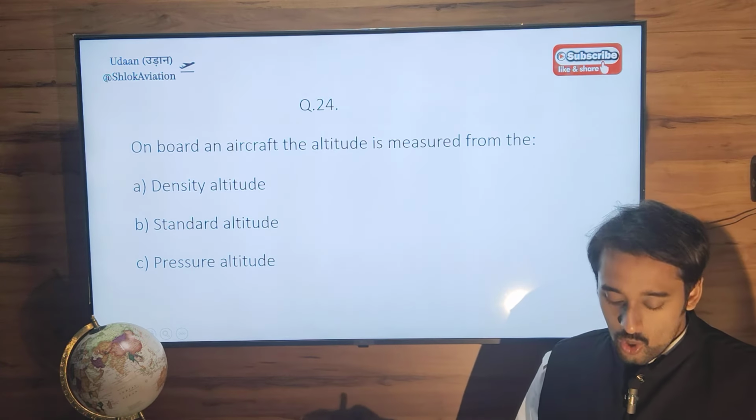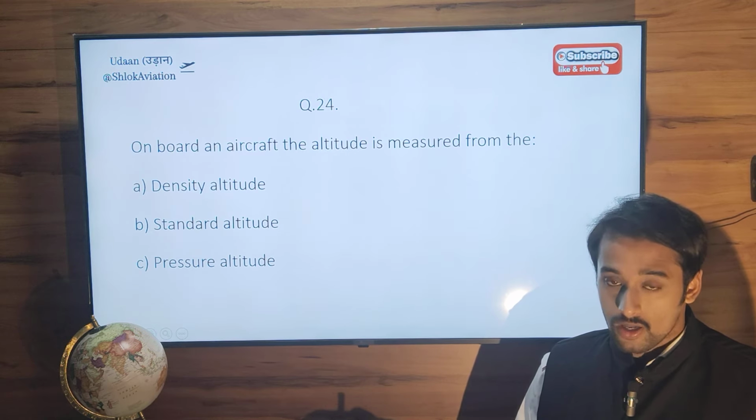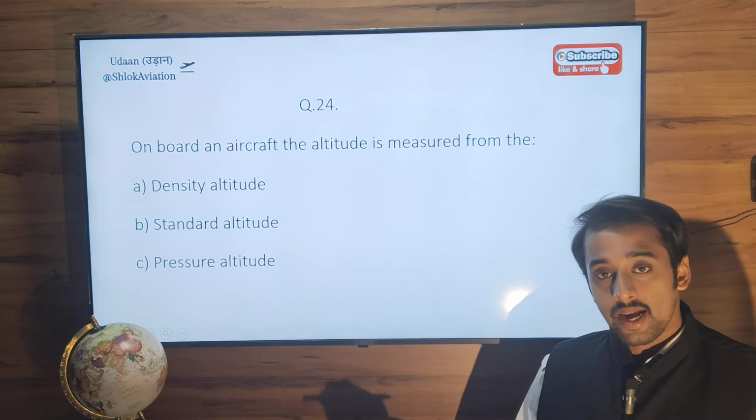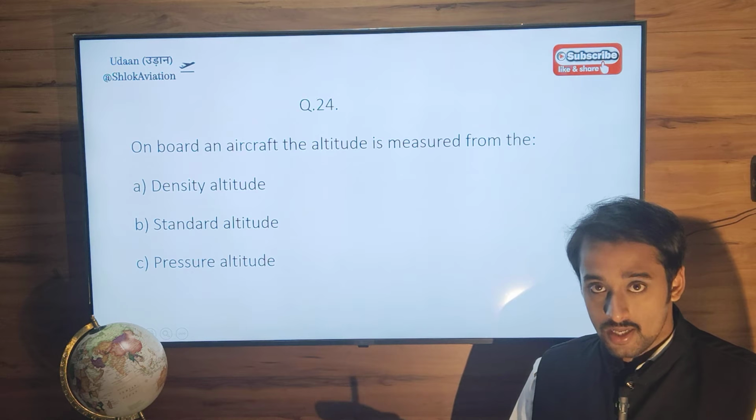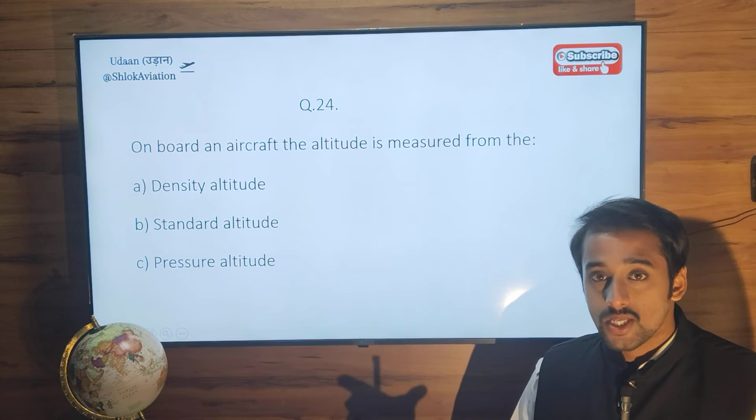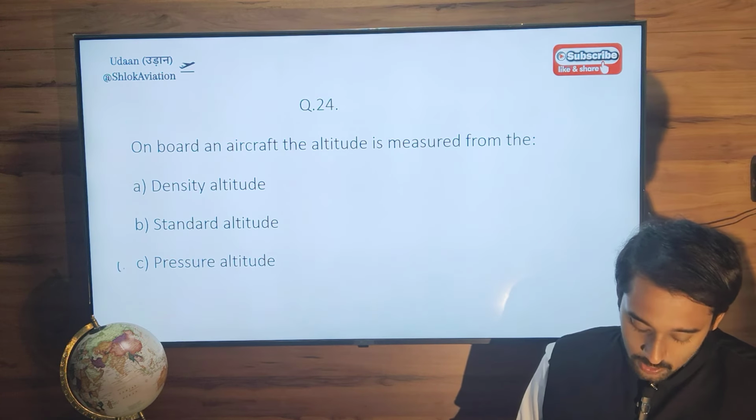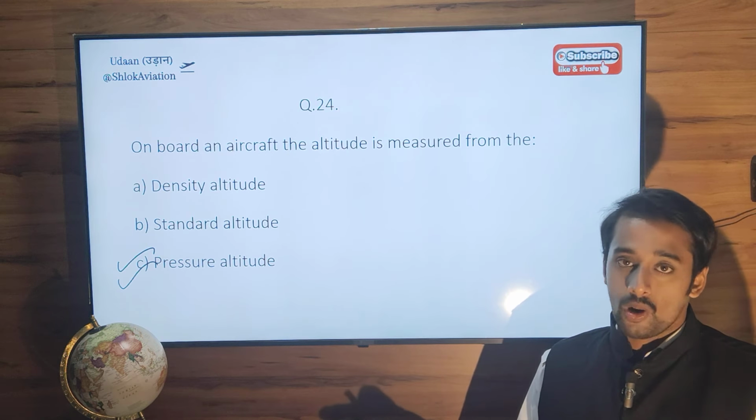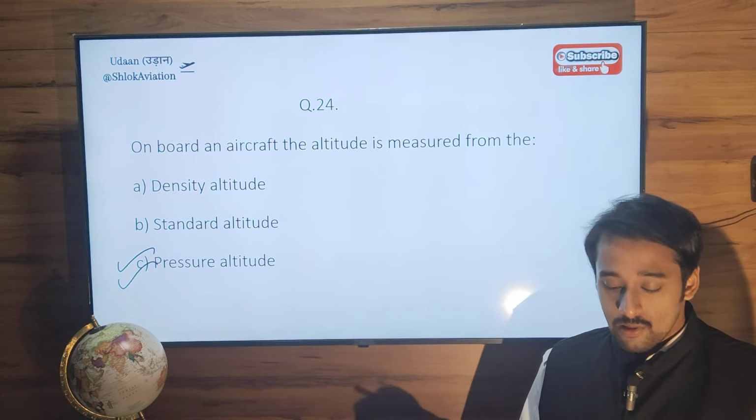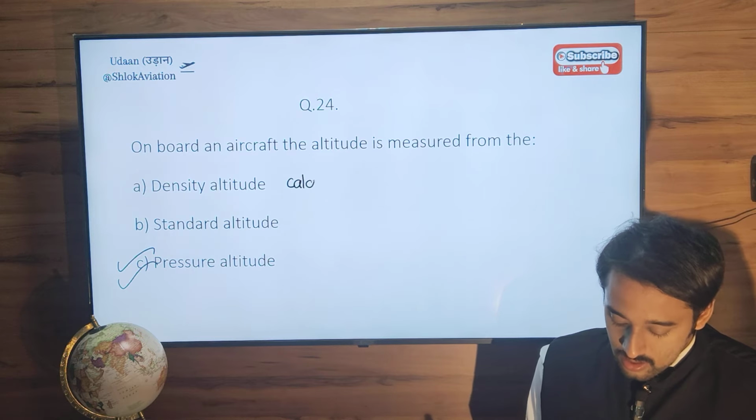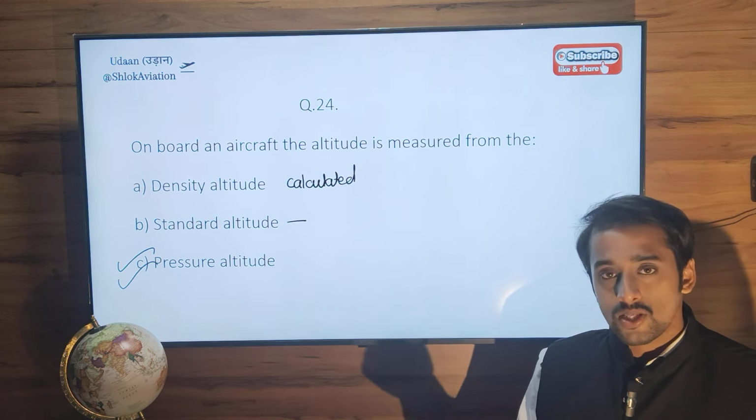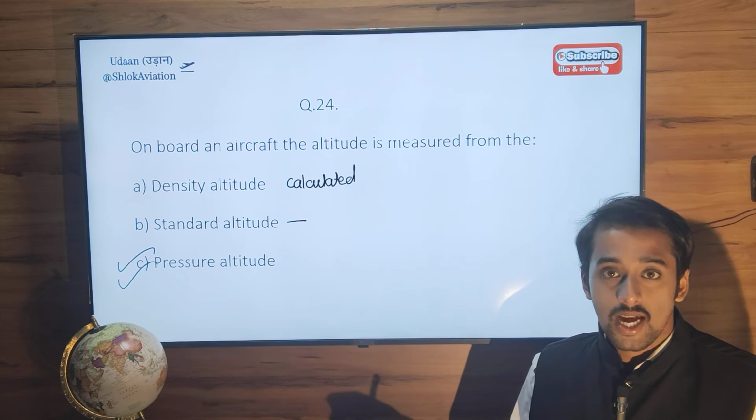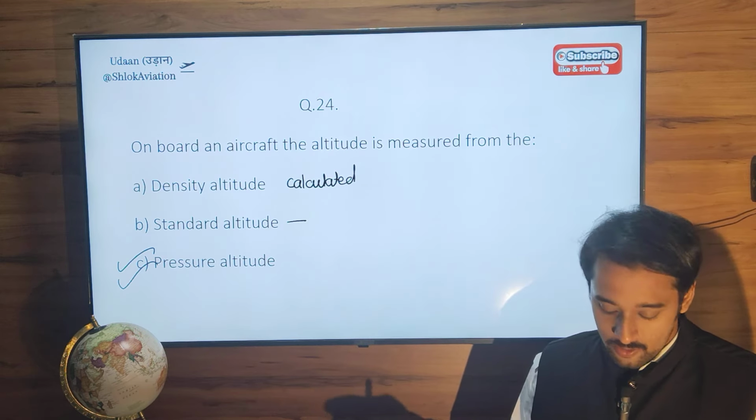Question 24. On board aircraft, the altitude is measured from what to what? On board aircraft, your altitude indicated by the altimeter will depend on the pressure setting that you put. Okay, QNH, QFE, 1013, whatever. So the correct option will be option C, pressure altitude. Density altitude is calculated, it's not shown directly. There is no such thing as standard altitude. We have standard pressure setting, but not standard altitude.